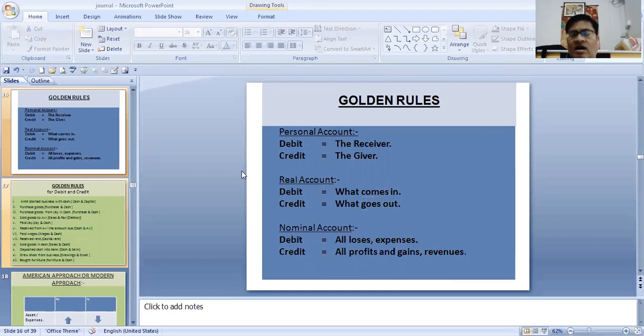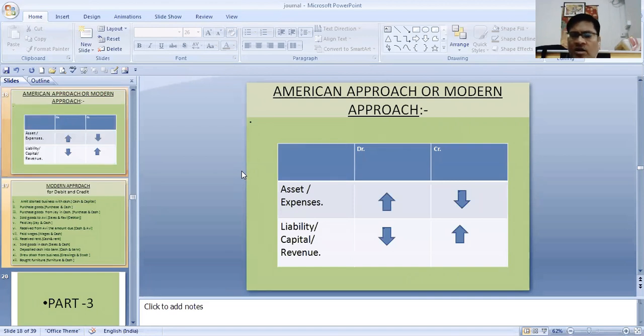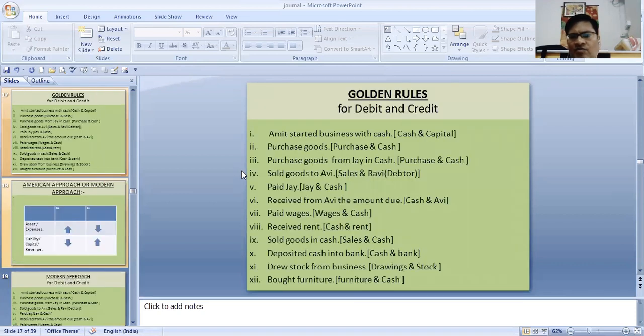Similarly, we have the other approach which is more scientific than this approach. That is the American approach or modern approach. Before doing that, here is one work for you all students. There is a sum which you will be taking a screenshot of, and the accounts are already classified, but you need to do debit and credit by applying the golden rules.